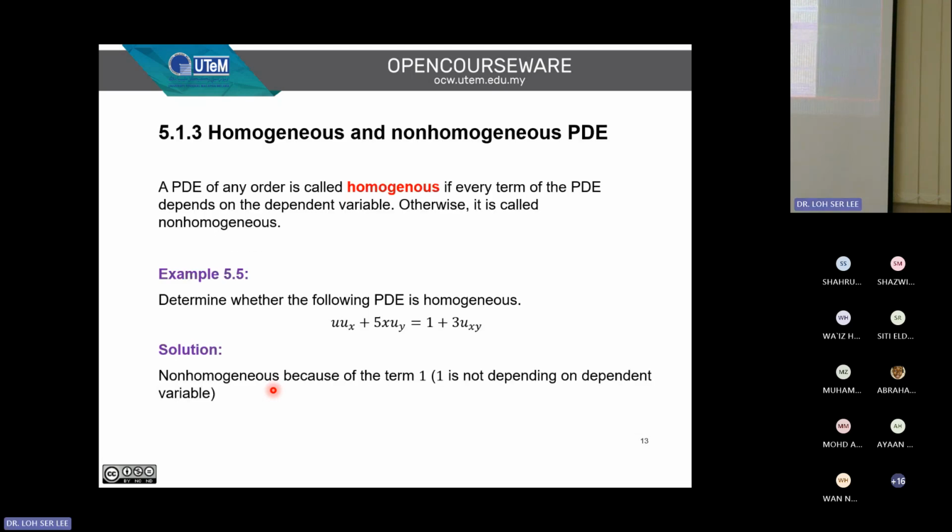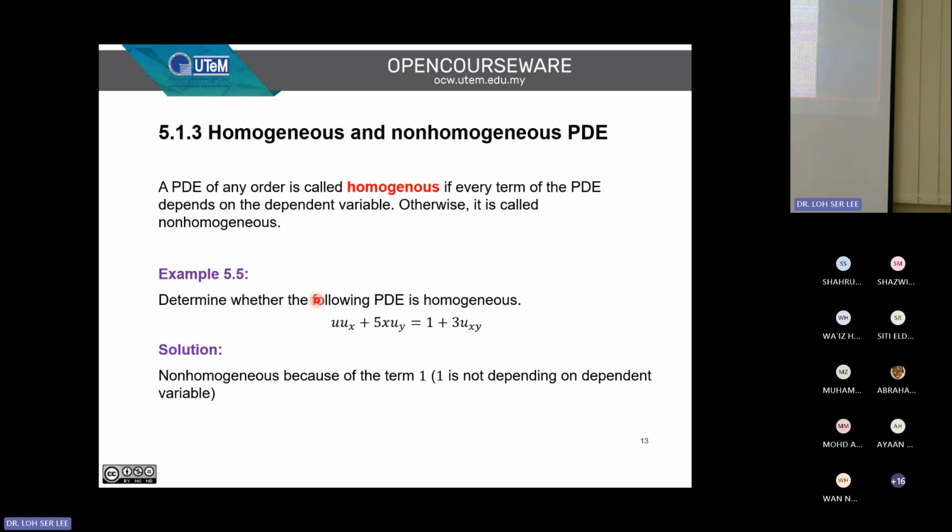Okay, next one, homogeneity. Homogeneity means that it is either homo or non-homo. The criteria is if all of the terms of the PDE depend on the dependent variable, then it is homo. In other words, if it is homo, you will see the u term in all of the terms.